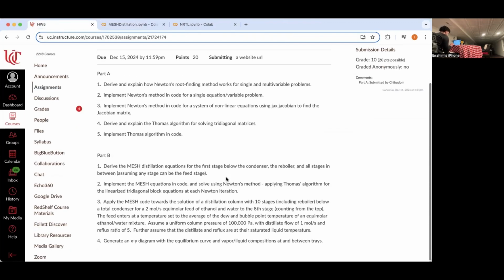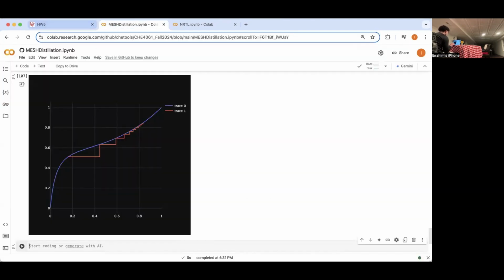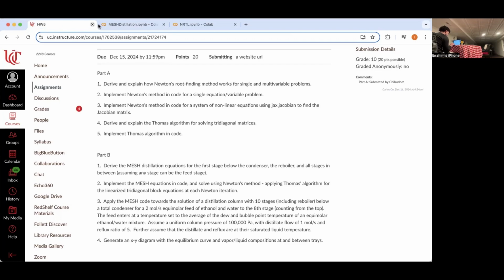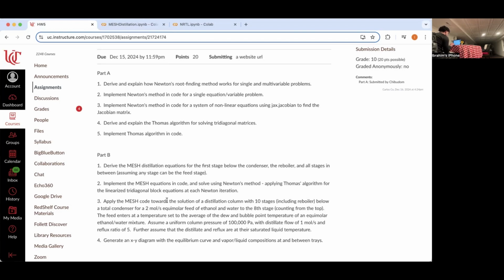Let's go ahead and read this. We have our XY diagram with our equilibrium curve. Yep. We have our liquid and vapor composition to add in between trays. So yeah, that's perfect. This is exactly what we want to see. We did everything here. We applied our code towards the solution of a distillation column, an equimolar ethanol water mixture, assuming that they're at saturated liquid temperature, and we implemented the MESH equations in the code. Yep, we did all this, applied our Thomas algorithm as well as our Newton's method, as well as the linearized block tridiagonal equations with np.linalg. So at all of our iterations, yeah, this is perfect.